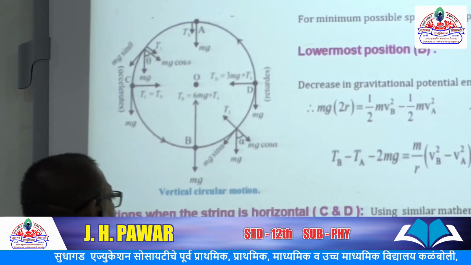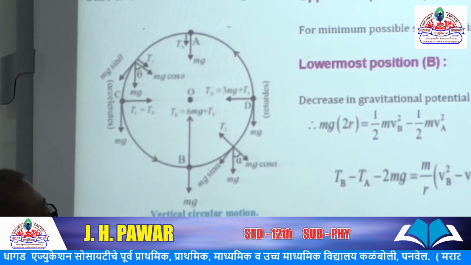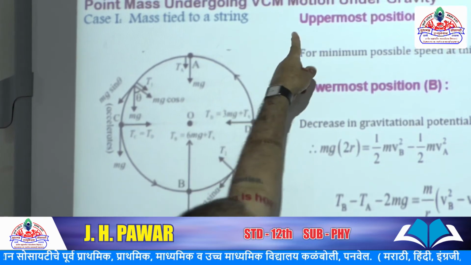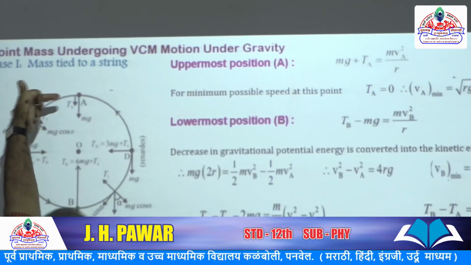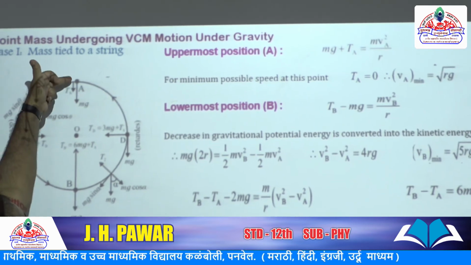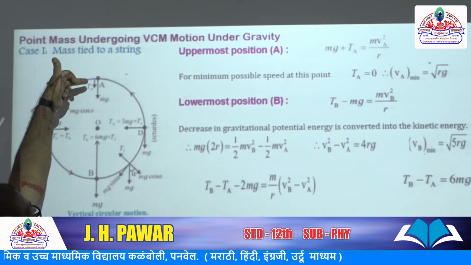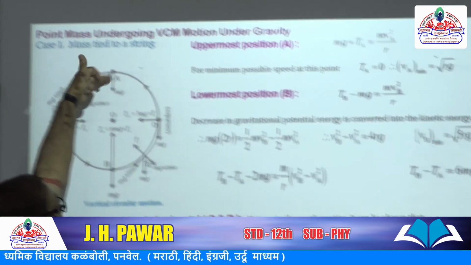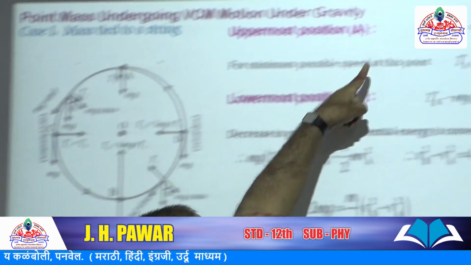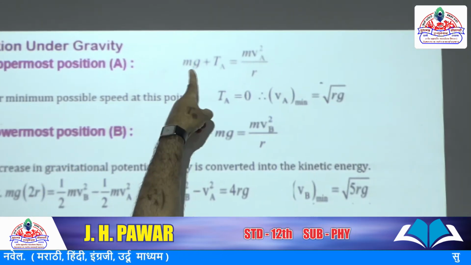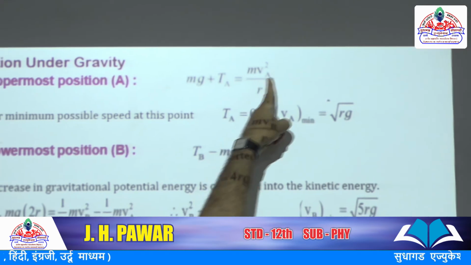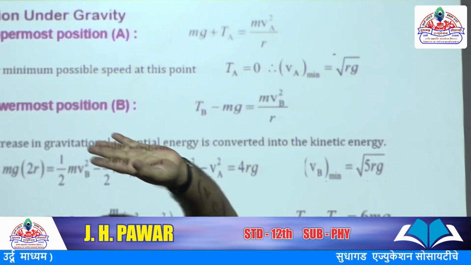Thereafter we go through some expressions. Here we considered the uppermost position. Look, two forces are acting: mg and Ta, the tension in the string. Both are vertically downwards. As both are vertically downwards, mg plus Ta equals m va square upon r.